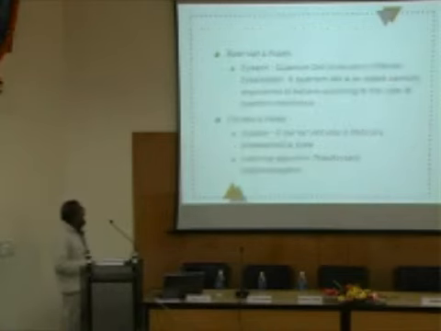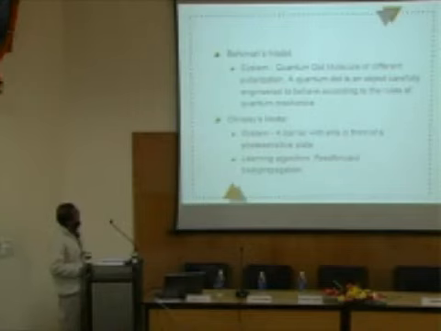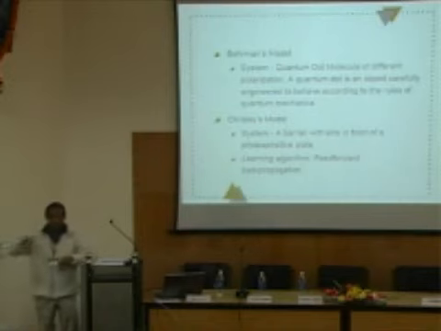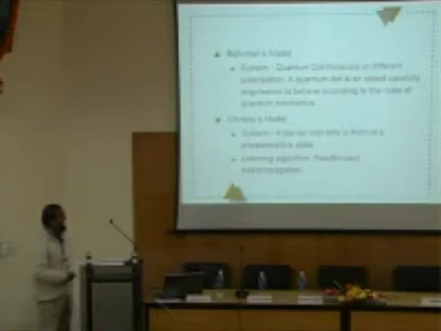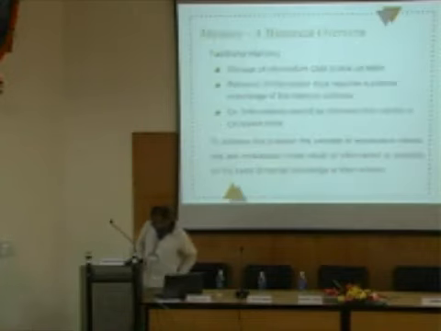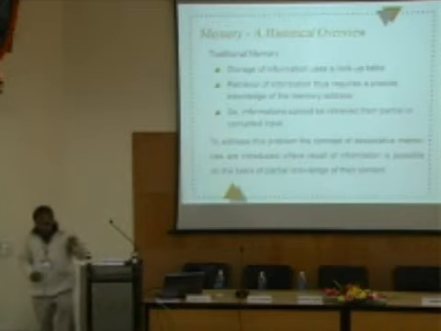Similarly, in Baermann's model, there are quantum dot molecules of different polarization, and a quantum dot is an object carefully engineered to behave according to the rules of quantum mechanics. Similarly, in the Chursley model system, a barrier with slits is in front of photosensitive plates. That is just like I showed you, that we have multiple neurons, and if we consider them multiple slits, then our model will converge to this model. Okay. Then this is about neural network.